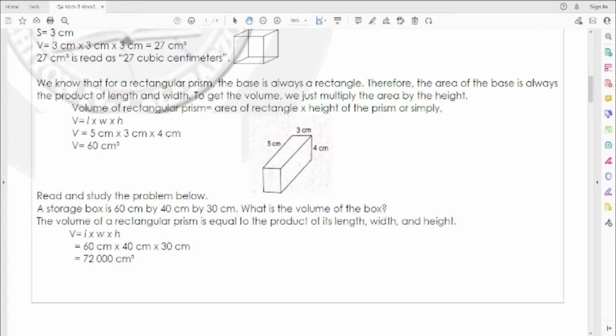A storage box is 60 centimeter by 40 centimeter by 30 centimeter. So what is the volume of the box? The volume of a rectangular prism is equal to the product of its length, width, and height. So let us answer. Our length is 60 centimeter, our width is 40 centimeter, and our height is 30 centimeter. And the answer is 72,000 cubic centimeter.